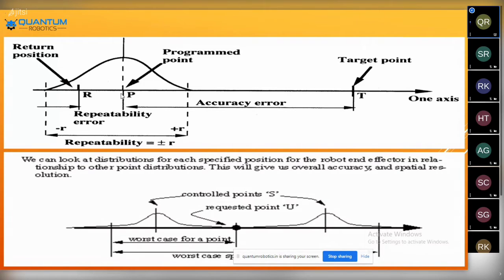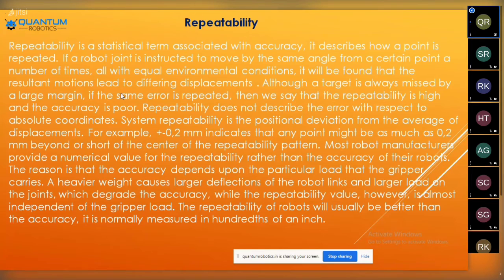And here is the repeatability. When we go with the repeatability task, repeatability is a statistical term associated with the accuracy, and it describes how a point is repeated. If a robot joint is instructed to move by the same angle from a critical point a number of times, you can see the statistical term associated with the accuracy. The repeatability has been associated with the accuracy.